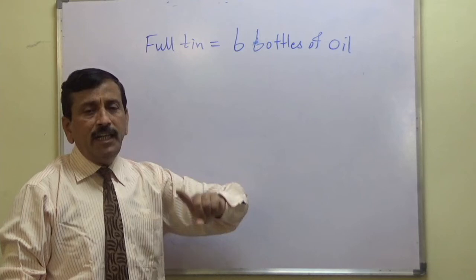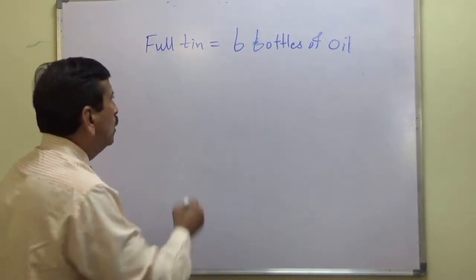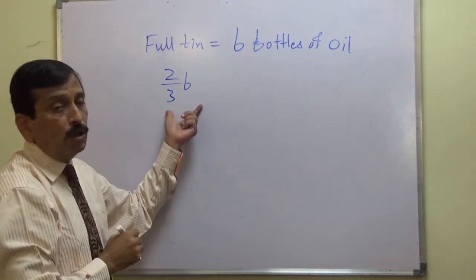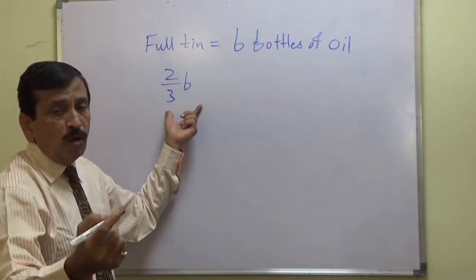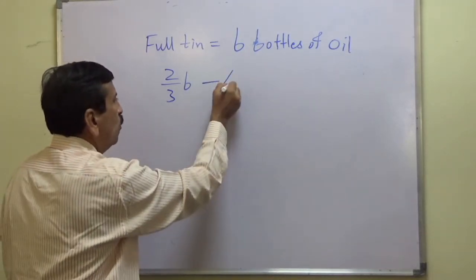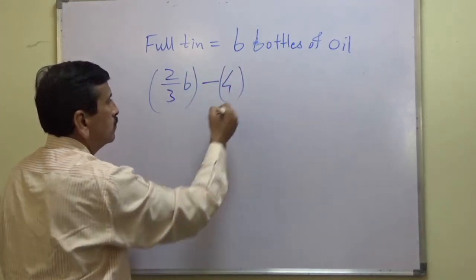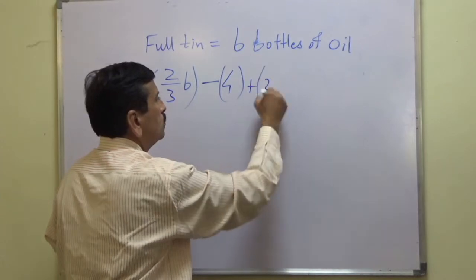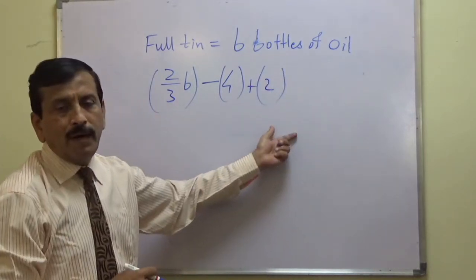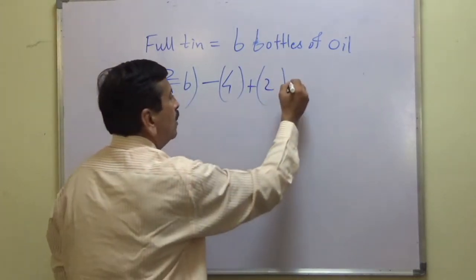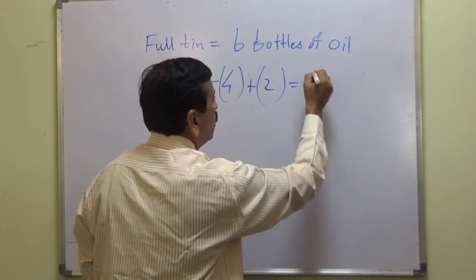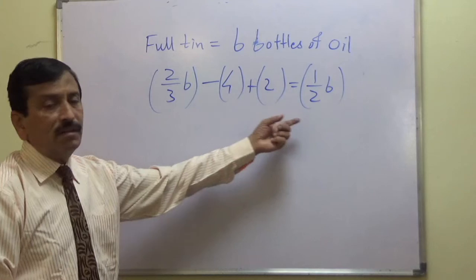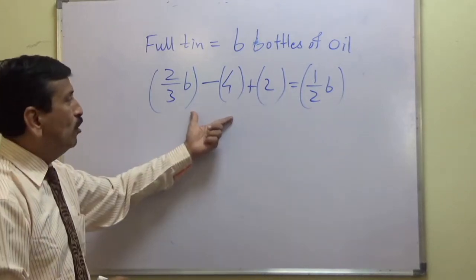Full tin contains B bottles of oil. A tin of oil was 2/3 full, so it contains 2/3 B bottles of oil to begin with. 4 bottles of oil were taken out, minus 4. 2 bottles of oil were poured into it, plus 2. It was half full, so it is equal to half of total B. Total B bottles is the capacity, so half B. So we get one equation, one unknown, and we have to find the value of B.